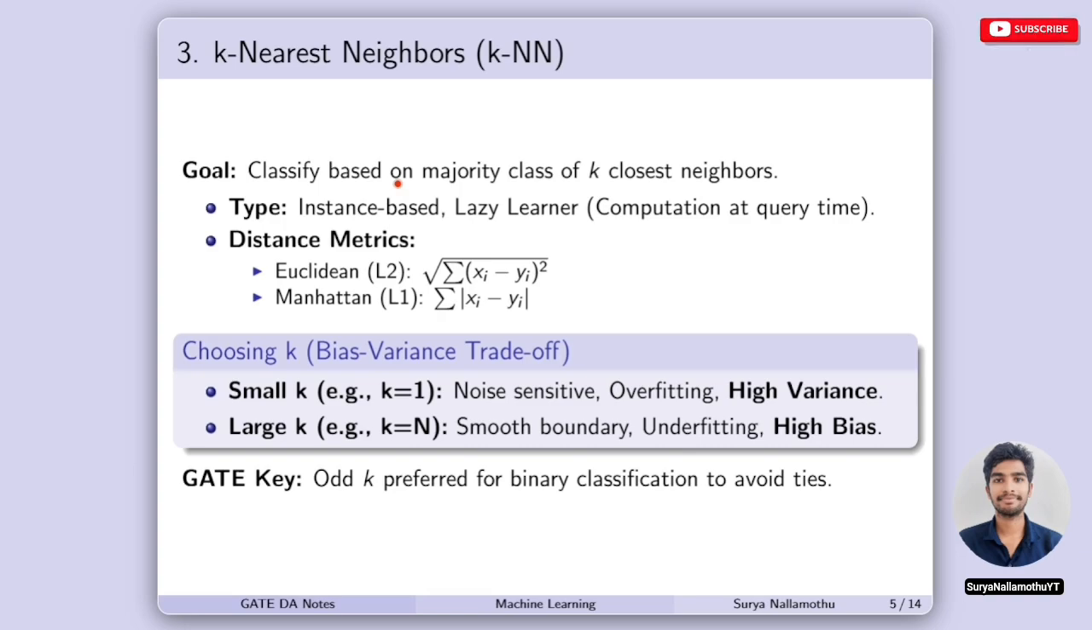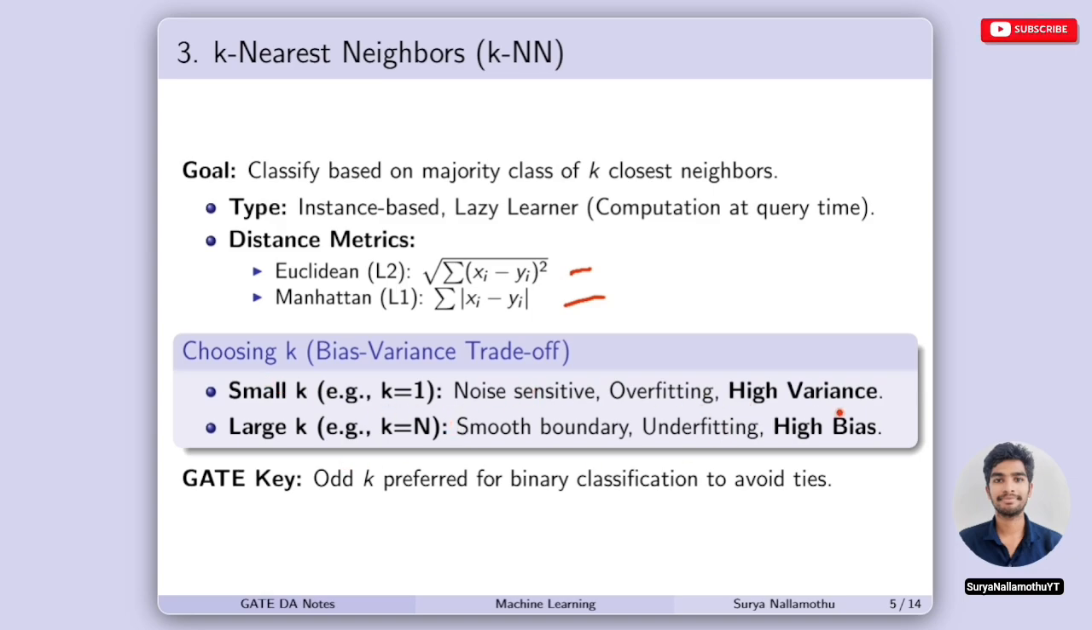Next one is KNN, K nearest neighbors. KNN helps to find the distance metrics, Euclidean and Manhattan. This is the formula for the Euclidean: square root of the sum of (xi minus yi) whole squared. The Manhattan formula is the summation of the modulus of xi minus yi. It helps to find the nearest items by choosing the value of k. Then we get the nearest and the highest values.